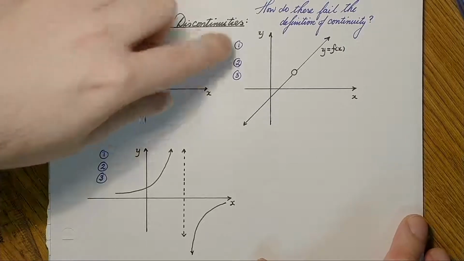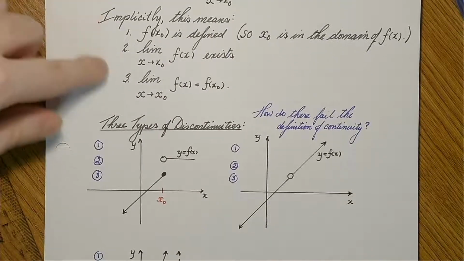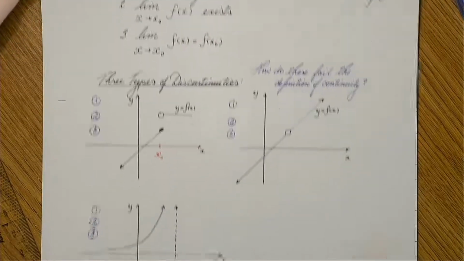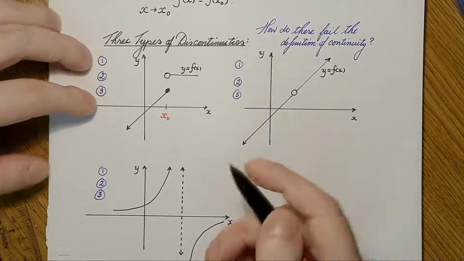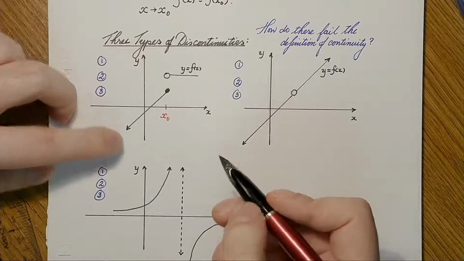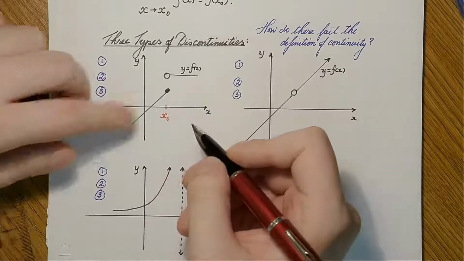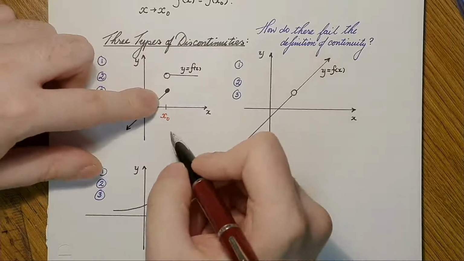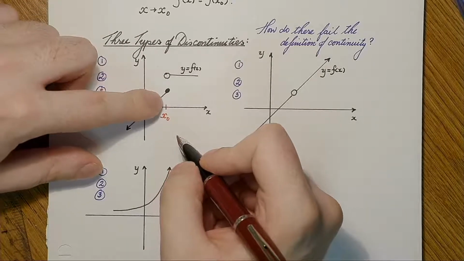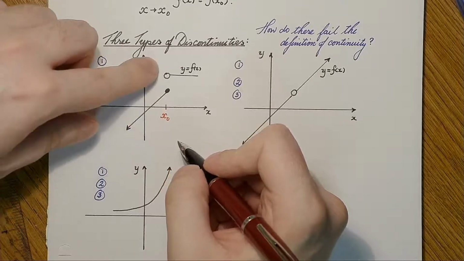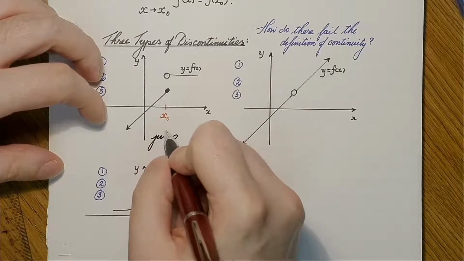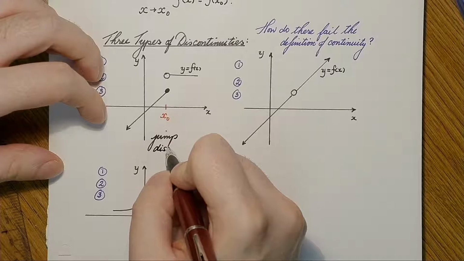And then I have the 3 implicitly defined criteria for continuity. So I have 3 different kinds of discontinuities. This one is called, well, it's obvious, we call it a jump discontinuity, for the obvious idea of it making a hop or a jump. So this is called a jump discontinuity.